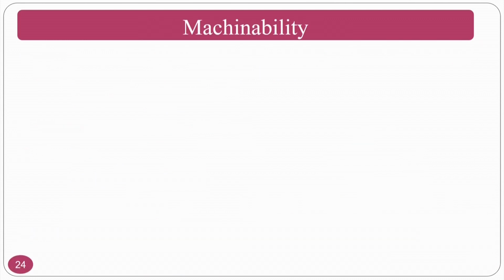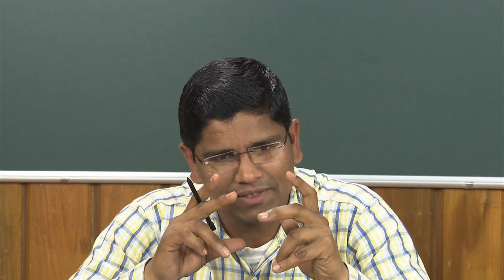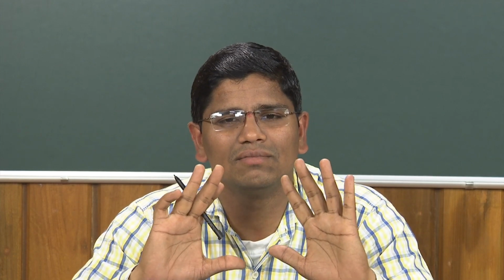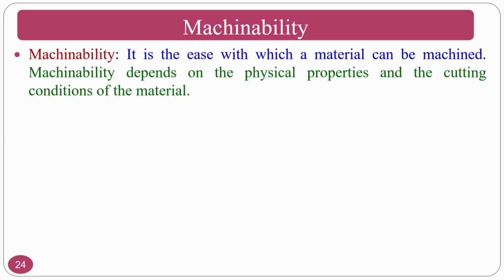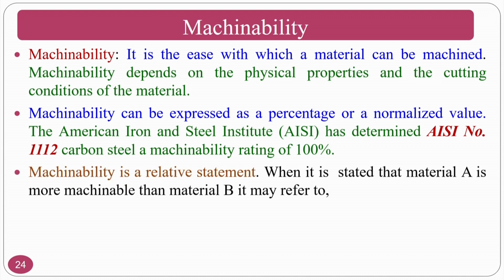Now we will move to machinability. Machinability is nothing but ease of machining. How easily I am going to machine my workpiece is the machinability. Given material may be anything to me, whether I can machine it easily or not is the machinability. That means the ease with which a material can be machined. Machinability depends on the physical properties of the material and the cutting conditions. Also, machinability can be expressed as a percent of a normalized value. These are some of the standards that one can follow.